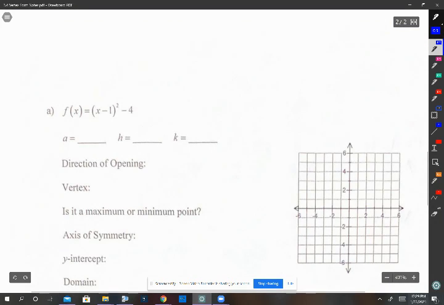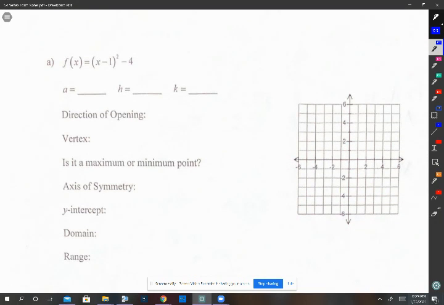So here's our equation. It's in vertex form. The very first thing that we know is a is 1 because there's not a number in front. We know h is 1 because that's our general form, and k is -4. So remember that the h value is always the opposite of the number that's inside. So it says -1, so we write +1. If it would have said +1, then we would have written -1.